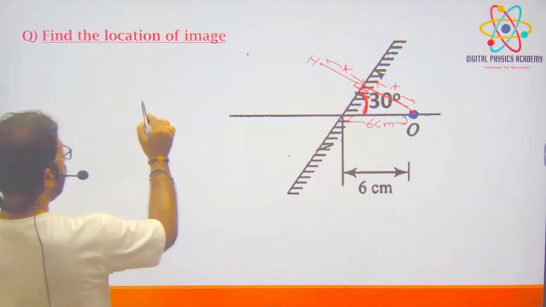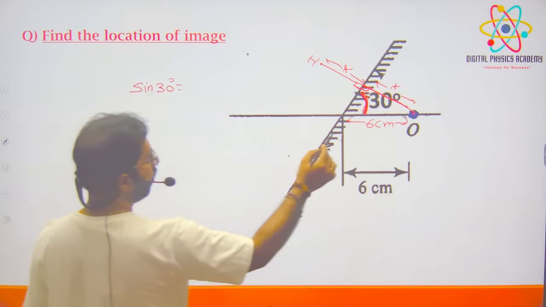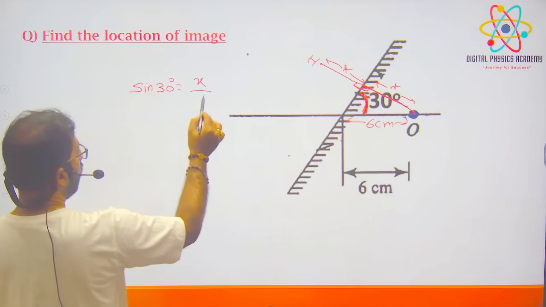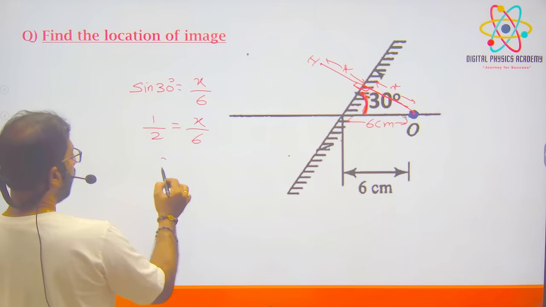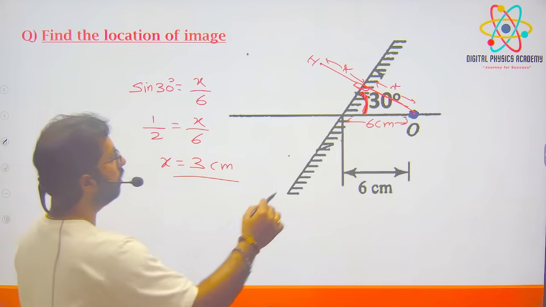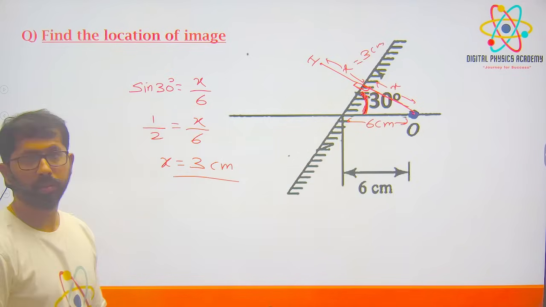So you can use sin 30. Right angle में we can use trigonometry, right? Sin 30 is equal to opposite by hypotenuse. So 1 by 2 is equal to x by 6. X is equal to 3 centimeters. So this is 3 centimeters. 3 centimeters दूर में image is formed. समझ में आ रहा है?